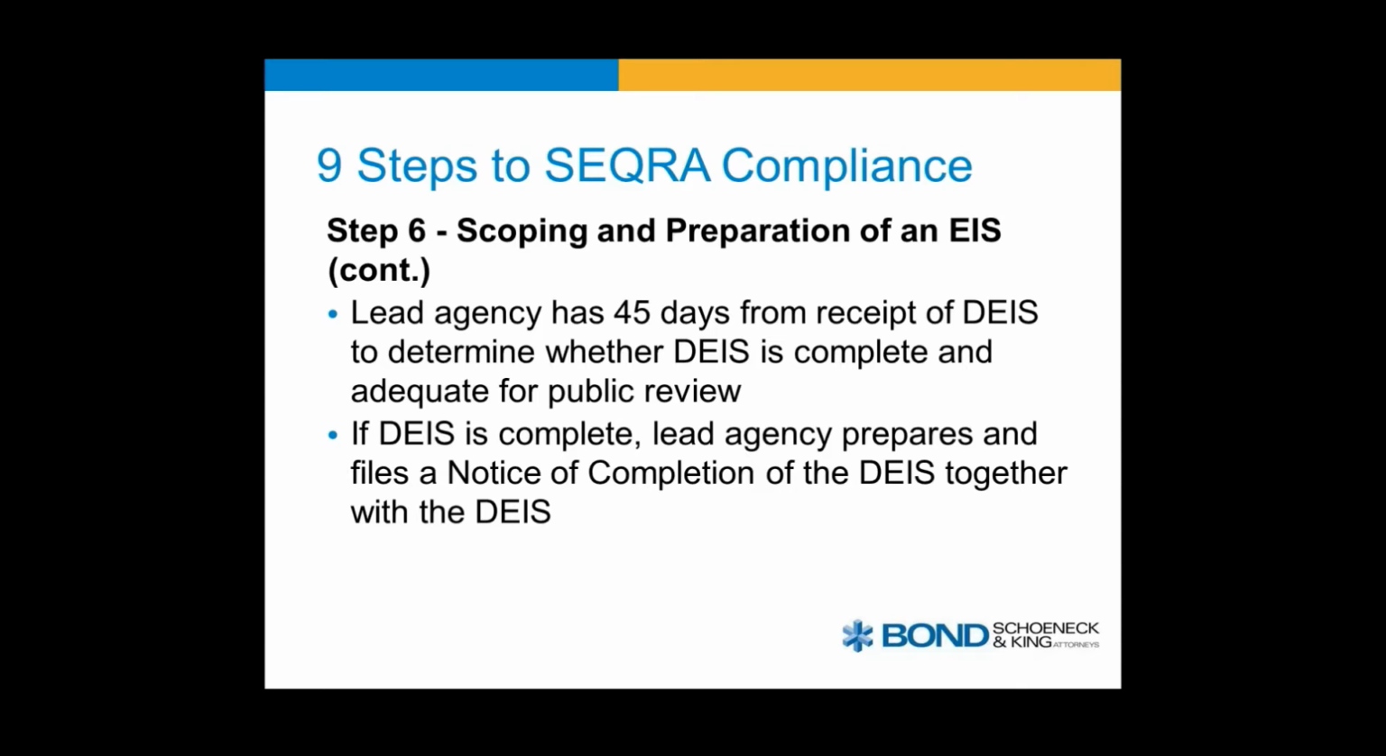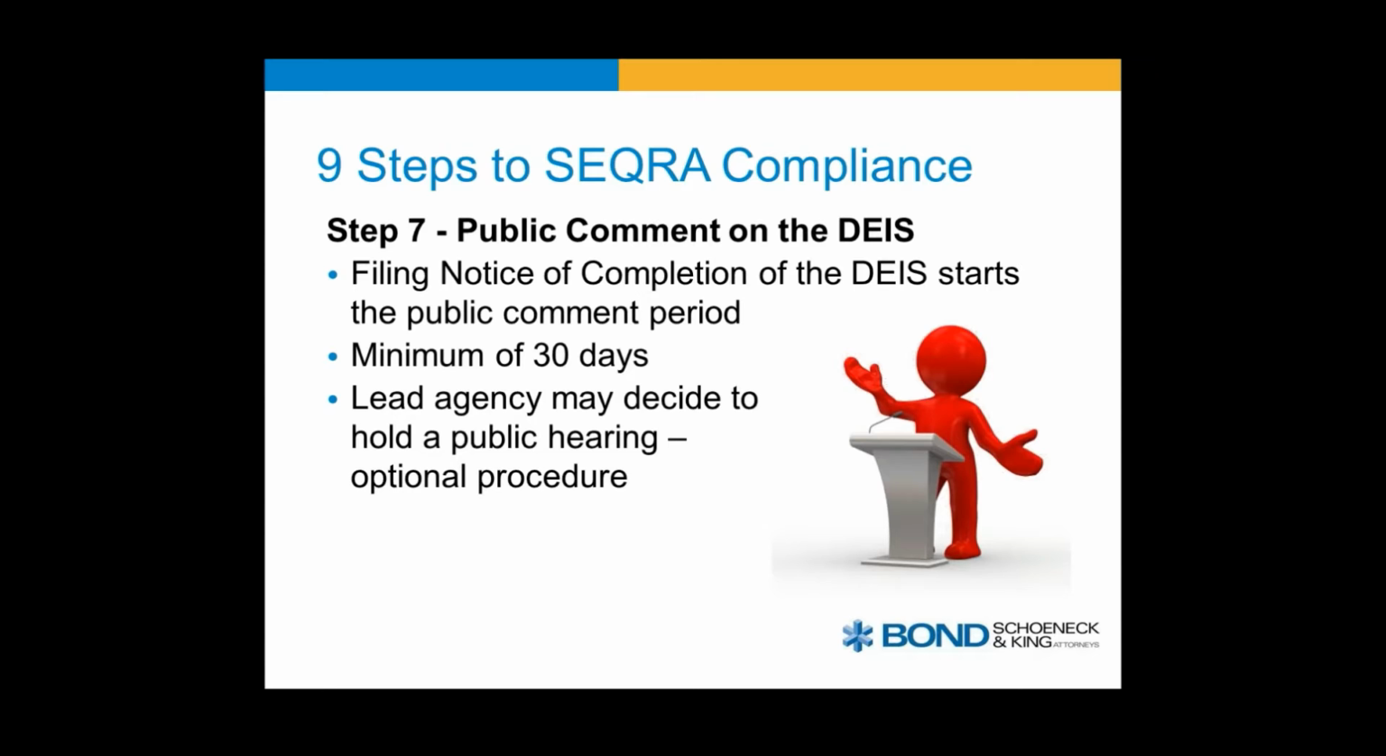Once a draft EIS is accepted as complete, then the lead agency must file a notice of completion, have it published in the environmental notice bulletin, and posted on a publicly accessible website. And that notice of completion is what starts the public comment period. And the public comment period has to be a minimum of 30 days. But the public comment period only needs to allow for written comments to be submitted. There's no requirement for a public hearing to be held under SEQRA. Whether or not to hold a public hearing is purely optional.